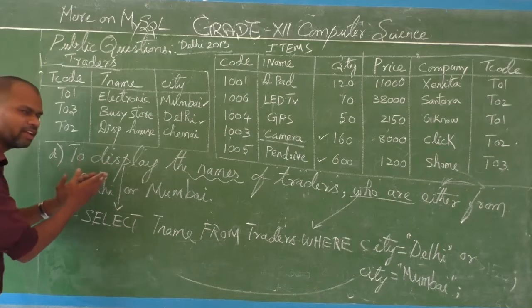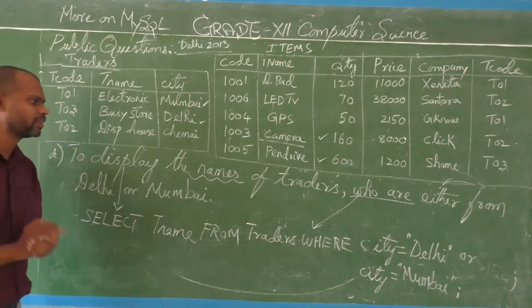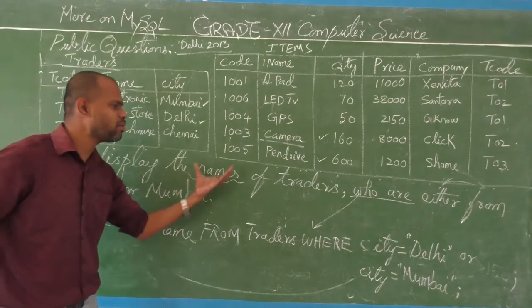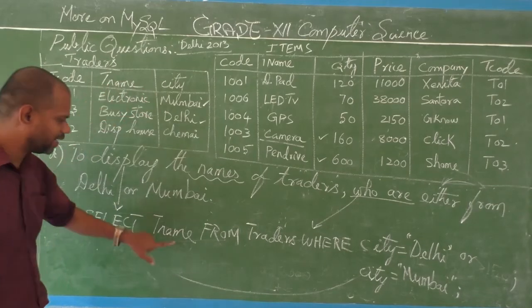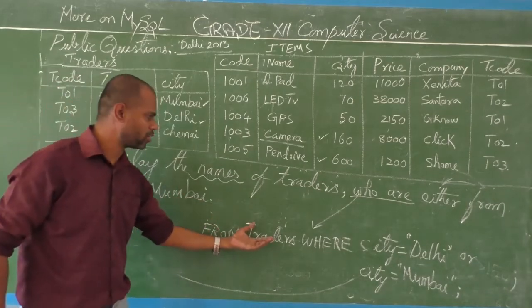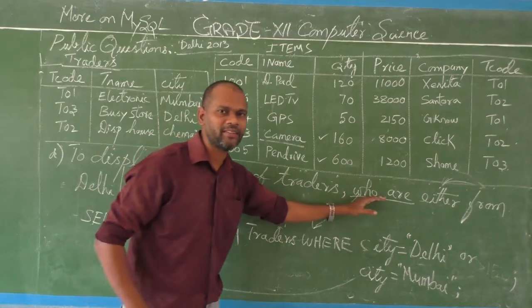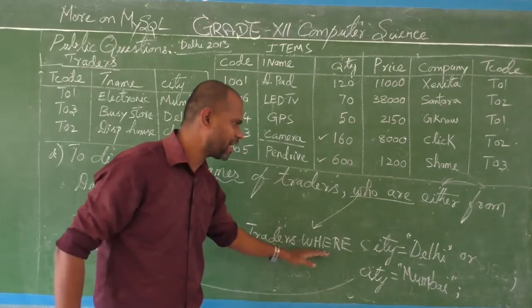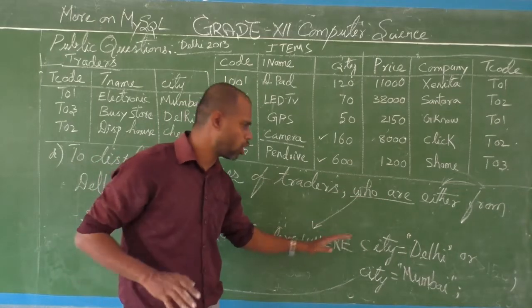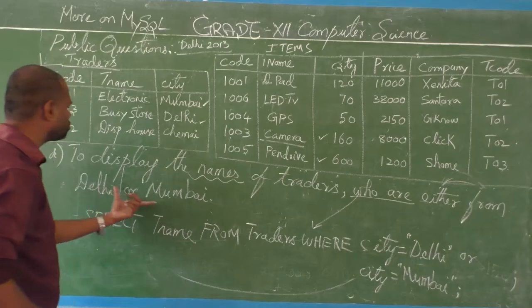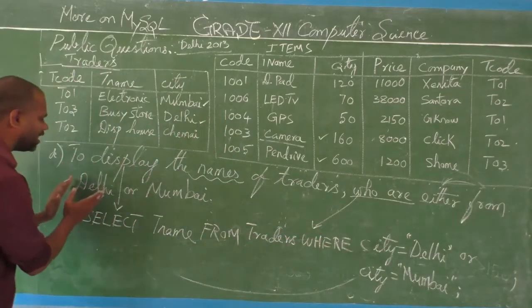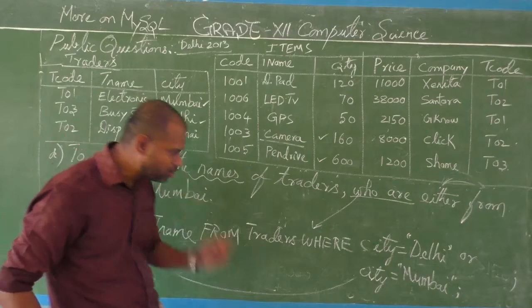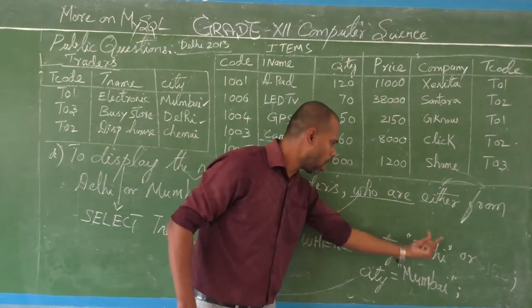Whenever you see display, you have to write select, super. Then column name, name of trader means it is trader's name, T name, you have to write T name. From the table name you have to write. Then who are means it is a condition, so you have to write where. After the where you have to write the column name. So these two are coming under city column, you have to write city. It should be Delhi or Mumbai means you have to write city is equal to Delhi or city is equal to Mumbai.